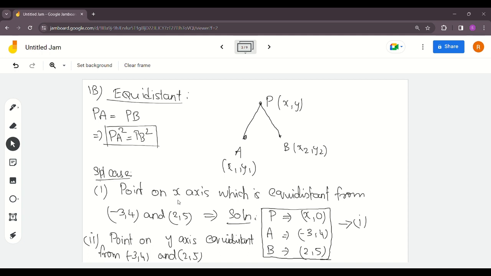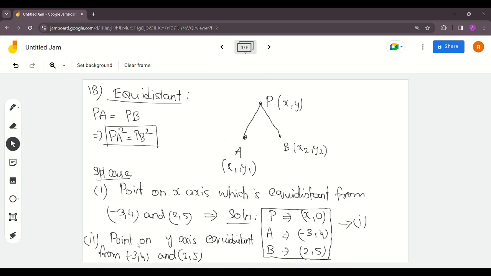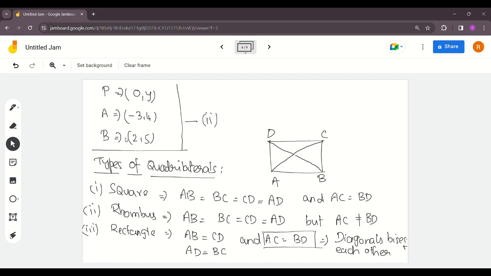Similarly, if I change this to any point on the y-axis, then we can see how this value changes. So P should be now written as (0, y) because it is lying on the y-axis, point on the y-axis equidistant from, and remaining things are all same. A is (-3, 4) and B is (2, 5), and then you just have to equate both PA and PB, and then square it, and then if you simplify it, you will get the answer.